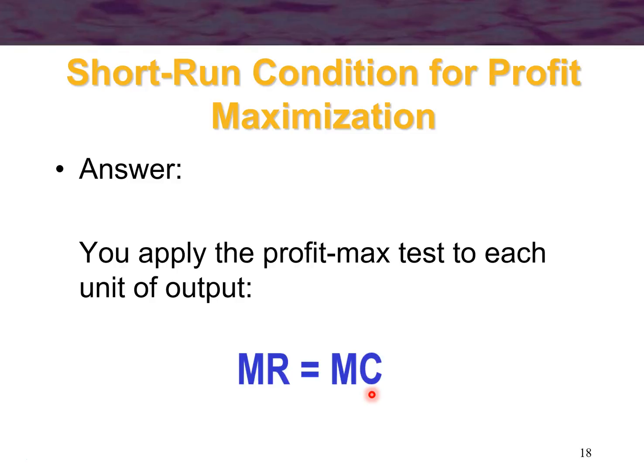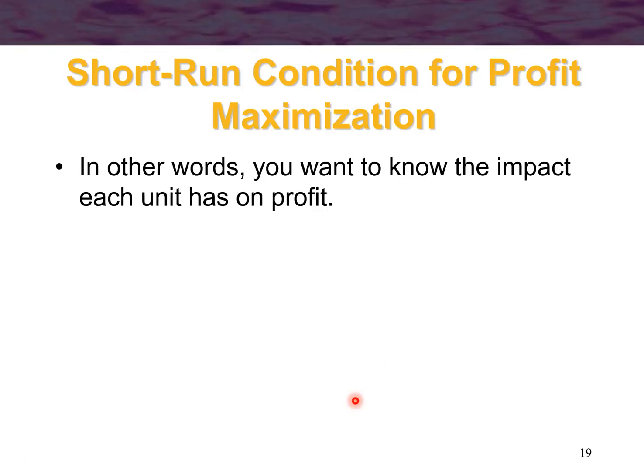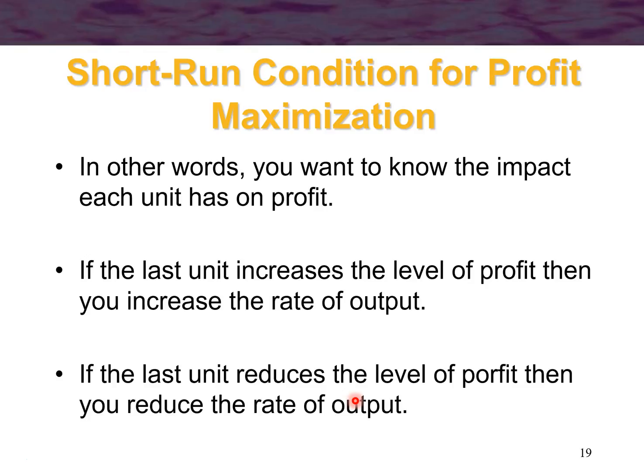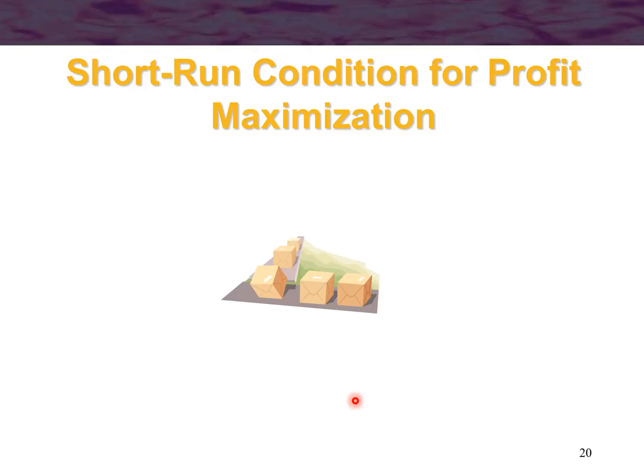And you've maximized profit where the last unit you produced has a marginal revenue equal to the last unit's marginal cost. So in other words, you want to know how each unit impacts profit. If you produce a unit and profits go up, you produce another unit. So you keep expanding the rate of output until profits are maximized. If the last unit increases the level of profit, then you increase the rate of output. If the last unit reduces the level of profit, then you reduce the rate of output.